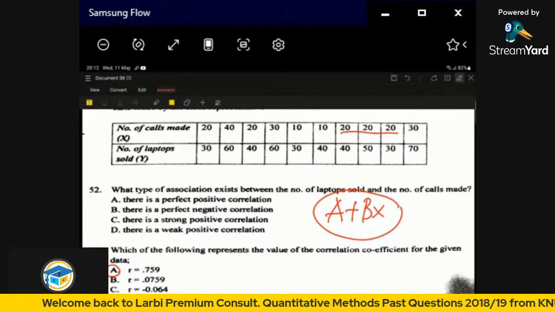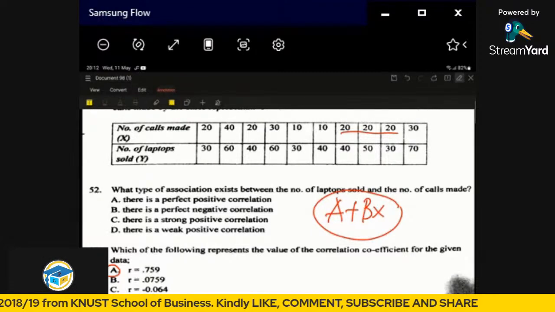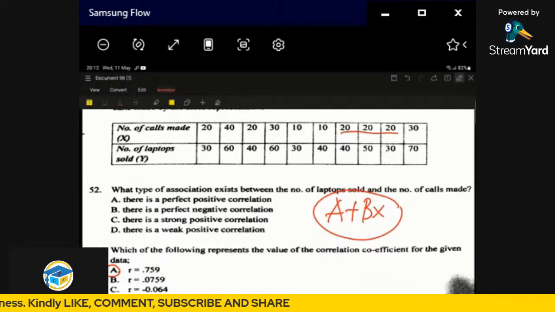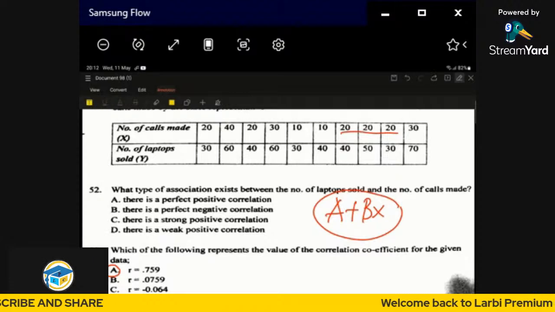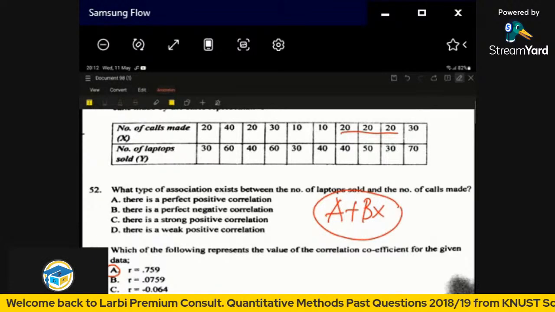When you say it's a perfect correlation, it means that all the values will lie straight on the line of best fit. Is that okay? There wouldn't be any point a bit farther away or closer to the line. They will sit straight on the line. Since this 0.759 is not close to 1 or the same as 1, and because it is positive, we can say that there exists a strong positive correlation.